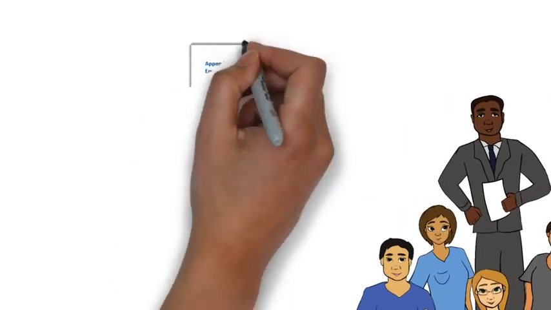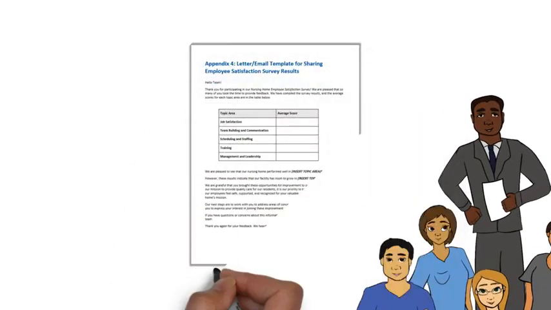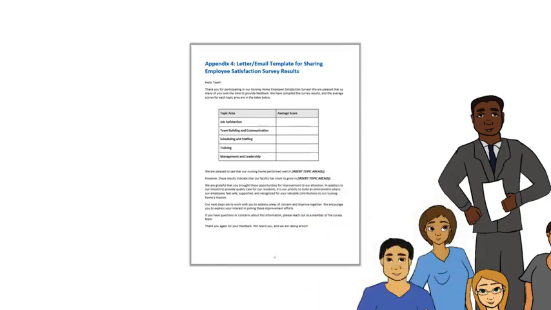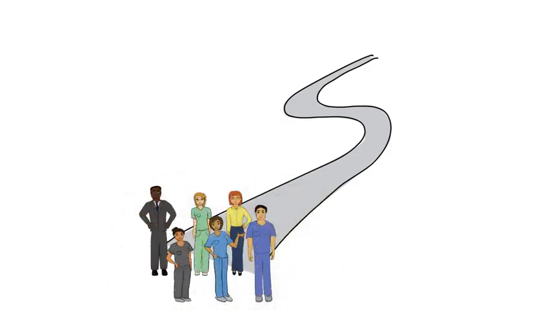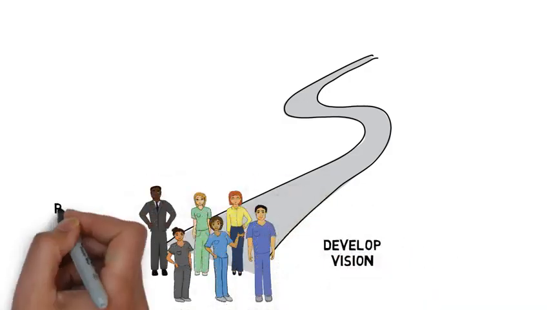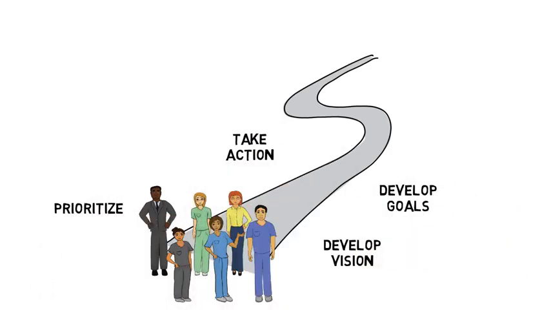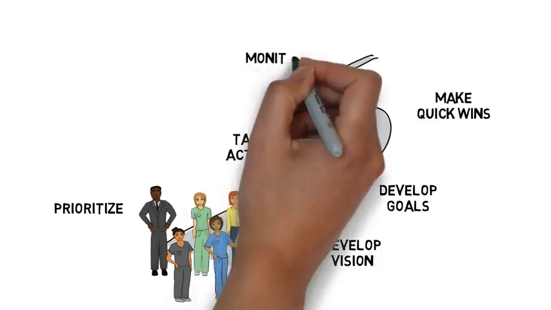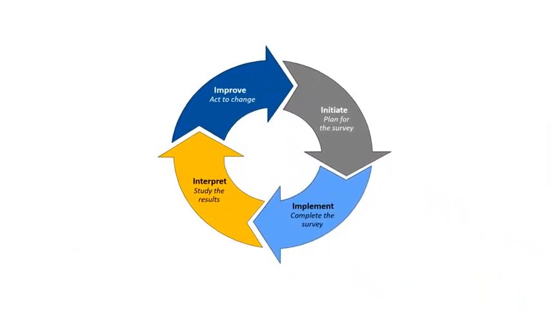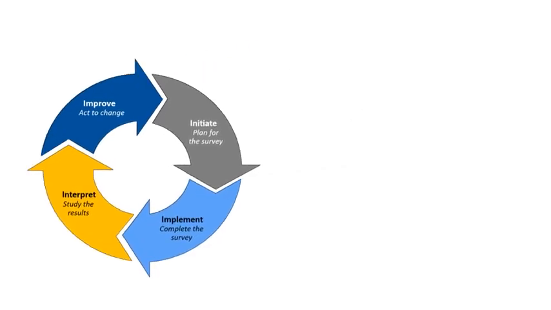In the guide, you will also find a customizable letter and email template that you can use to communicate the results with your staff. While your nursing home's path to change may be long or short, what is most important is that you act on the survey results and that your staff see you make efforts to change and improve. Following these steps, initiate, implement, interpret, and improve, will help you make the Nursing Home Employee Satisfaction Survey a success.